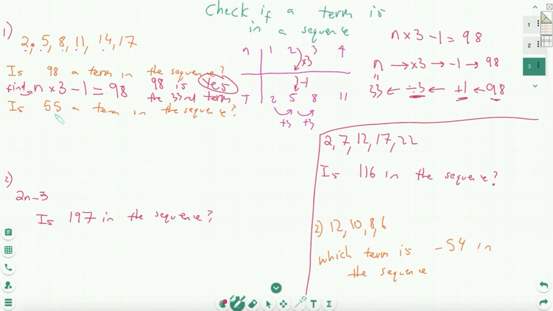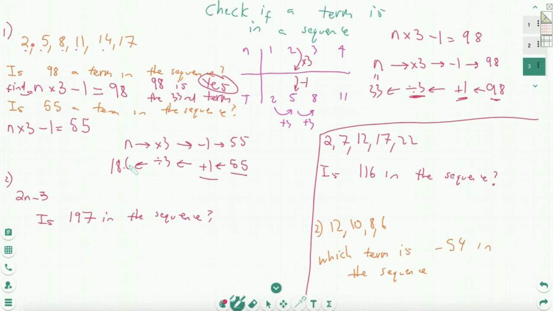So let's check if 55 is in the sequence. So we get our nth term, n times 3 minus 1, and we set it equal to 55. And then we go backwards. So we start with our function machine. So n is being multiplied by 3, then it's being subtracted by 1, and 55 is coming out. And we work backwards. 55, we plus 1, then we divide by 3. Let's have a look. 55 plus 1 is 56. 56 divided by 3, I'm feeling lazy, is 18.6.